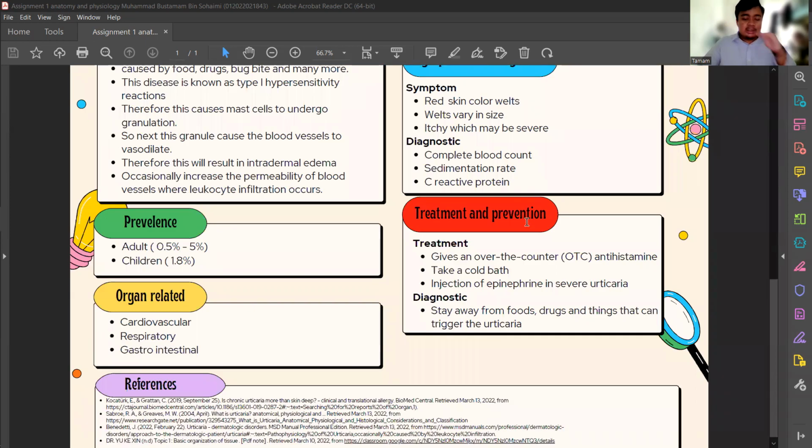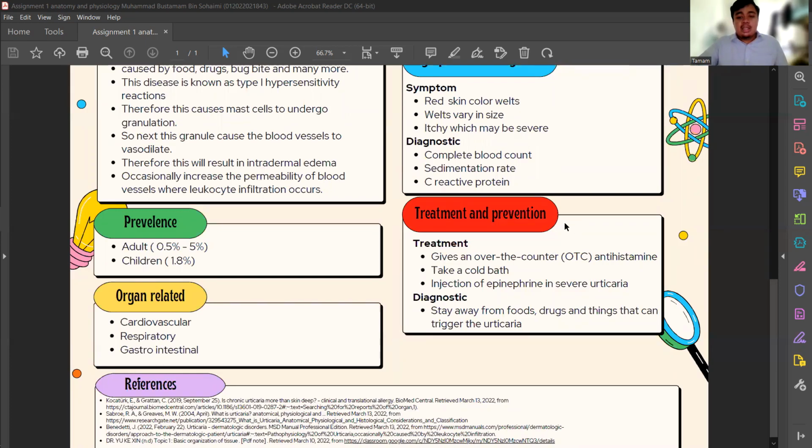Next, the treatment and prevention. The first treatment you can give is over-the-counter antihistamines. Other than that, you can take a cold bath. And lastly, in severe urticaria, the person can get an injection of epinephrine.